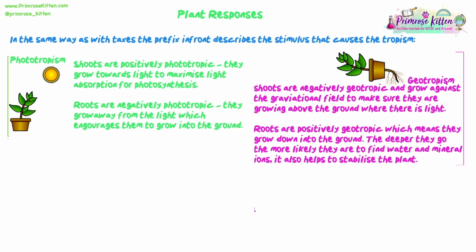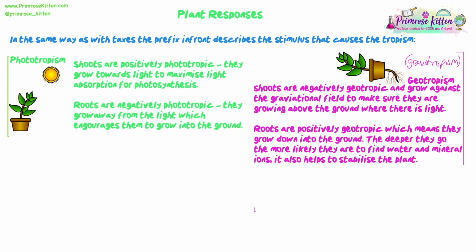So then we have geotropism, sometimes also called gravitropism. So geotropism or gravitropism is the growth towards or away from the field of gravity or the gravitational pull. So shoots are negatively geotropic or gravitropic. They grow against the gravitational field. They make sure they're growing above the ground towards the sky, so away from the center of the earth, to make sure that there's more light, because again, they need more light for photosynthesis.